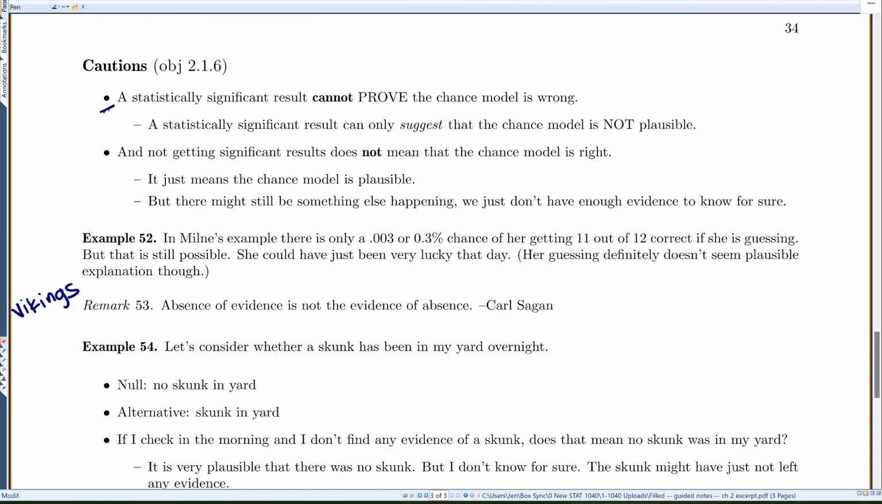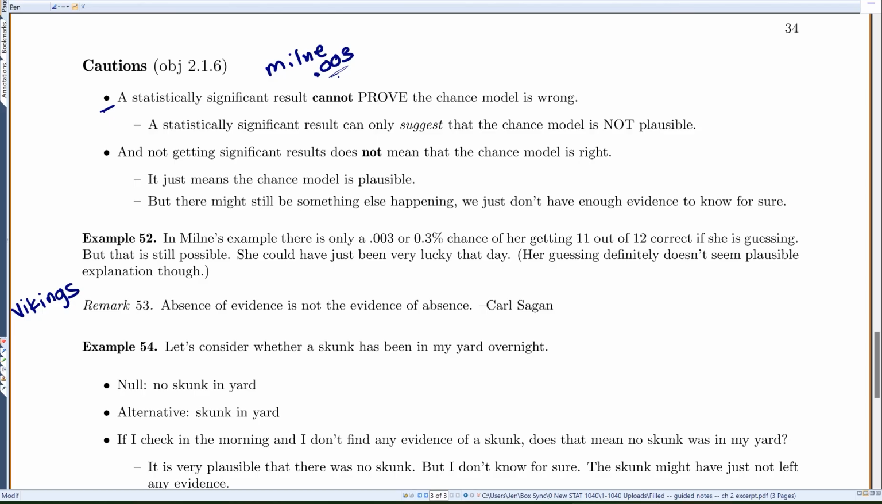So let's look at this one specifically again. We got a statistically significant result in Milne's example, 0.003. So we had a small p-value. We can't prove that the chance model was wrong. Even though there was a 0.003 chance that she could just correctly guess 11 out of 12 times, we can't prove that that didn't happen. People win lotteries. Things happen that have astronomical odds against them. She could have just randomly guessed correctly. So we haven't proved anything. We're pretty sure she didn't randomly guess, but we can't prove it. So never write that you've proved something in a statistics class.